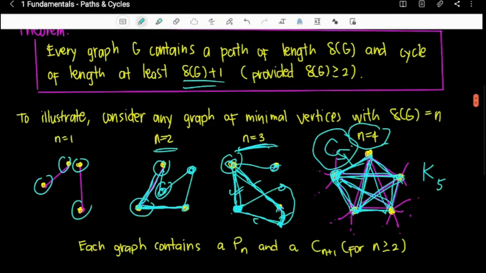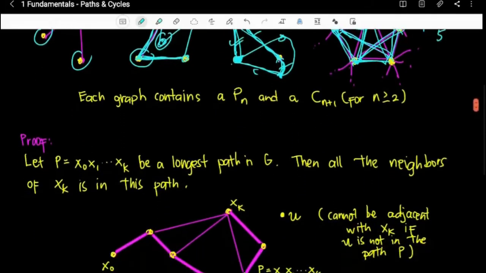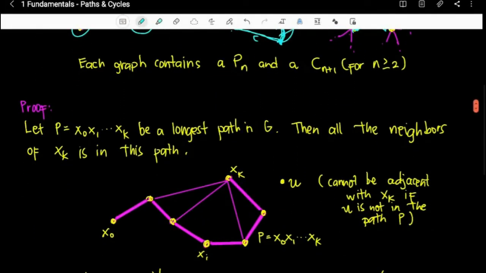Each graph contains a path of length n and a cycle of length n plus 1, where n is the minimum degree of the graph. Okay, so let's prove that in general. So, suppose meron tayong path of length k denoted as x0, x1, x2, and so on. So, let's say from x0, makakarating ka up to x sub k using our path P. So, P is an x0, xk path.